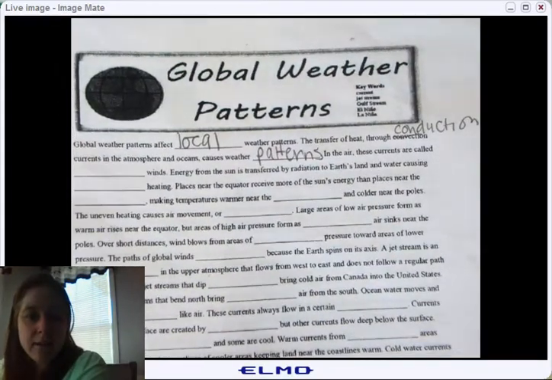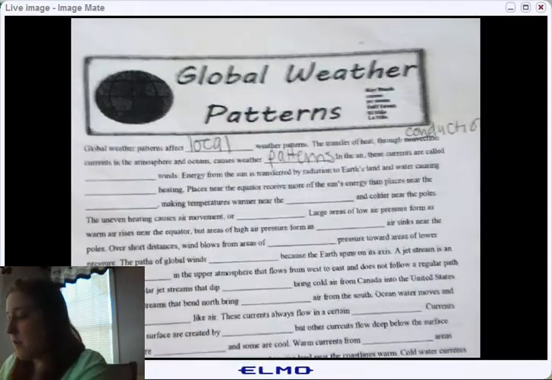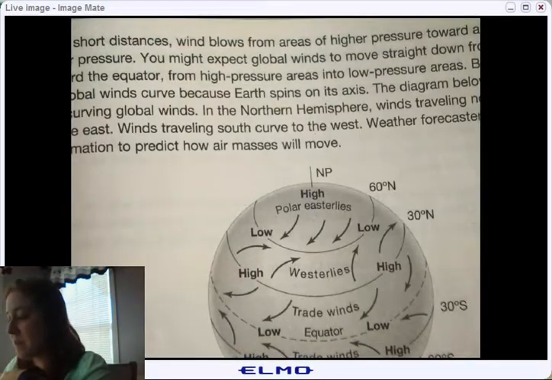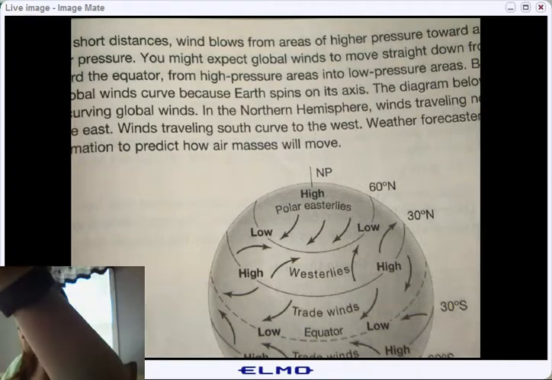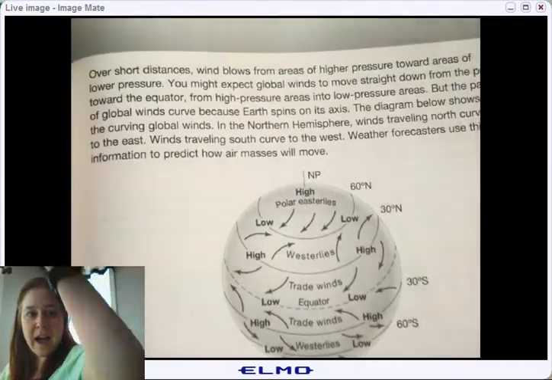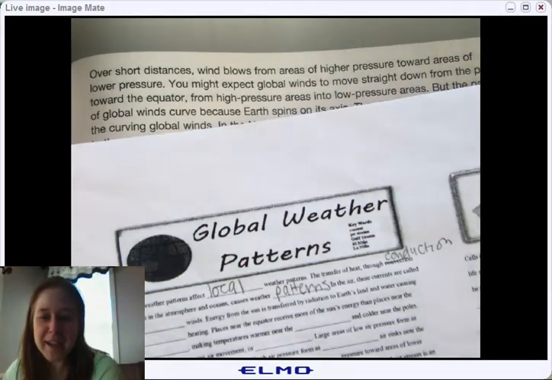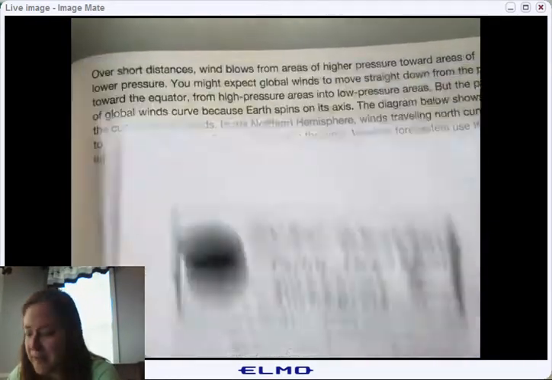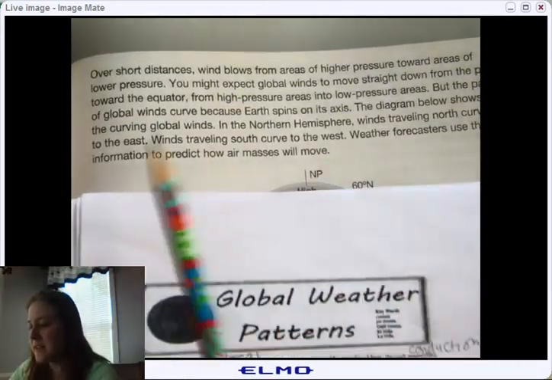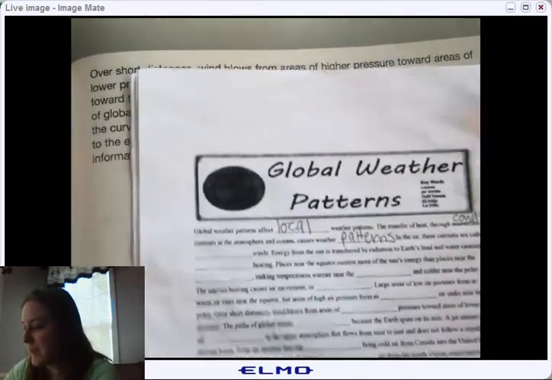In the air, these currents are called blank winds. So when we are having weather things, we are going to be having what kind of winds? We have global. Okay, guys. So these currents are called global winds.